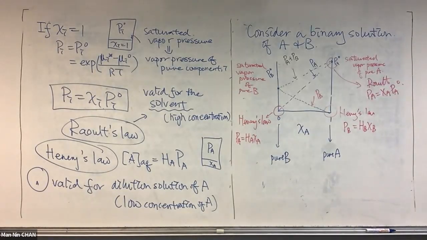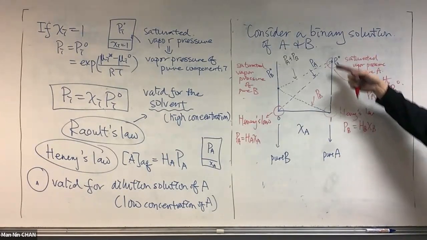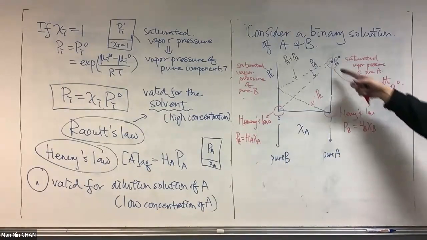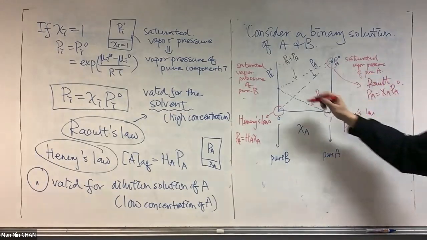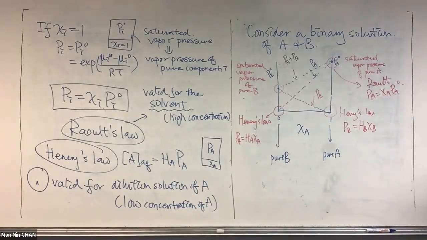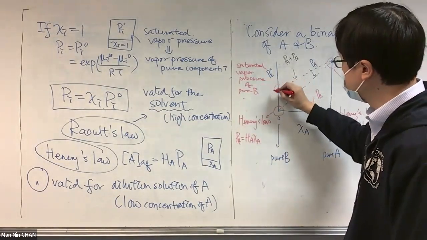You will predict your species A using Raoult's law here, because in this situation A is at high concentration, so you cannot use Henry's law. So you use Raoult's law here, because A is more like the solvent. In this case you can also argue at this point that you use Raoult's law for the partial pressure of your B.